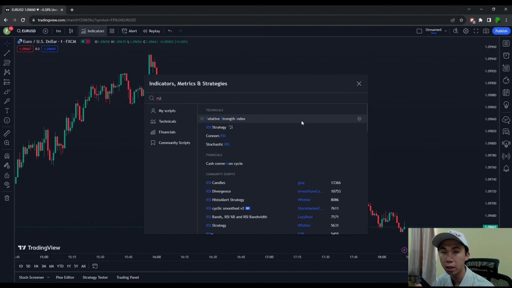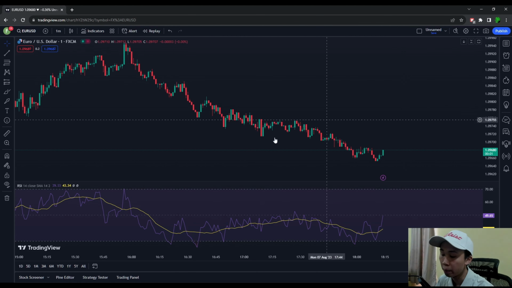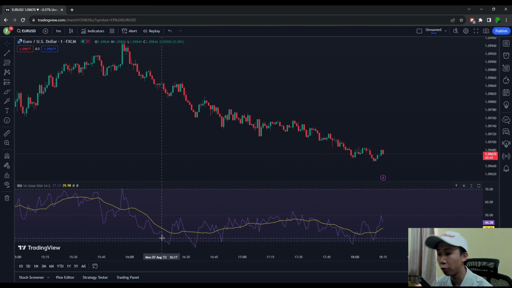I'm sure you are very familiar with RSI because most beginner traders start with RSI, but I'm very sure that you are using it the wrong way. What I've seen beginner traders do is that they have been selling when the RSI is at overbought, and they have been buying whenever the RSI is at oversold. This is definitely a wrong way of trading, and you will realize it doesn't work.